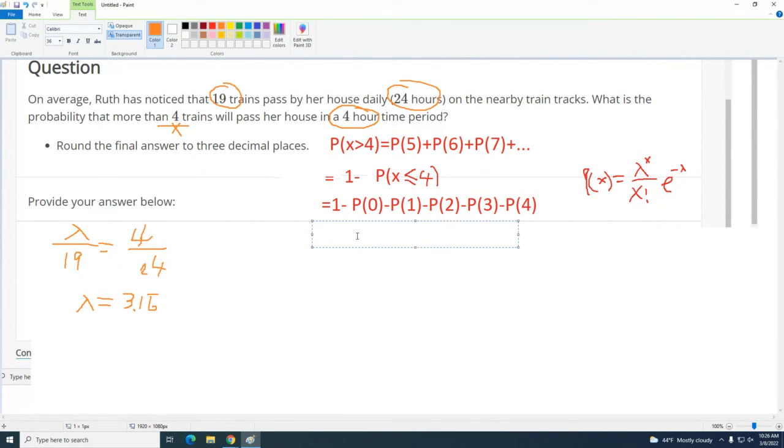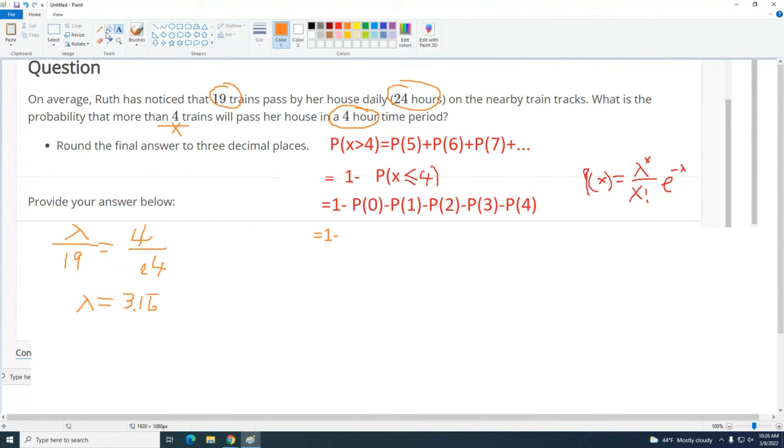Lambda is part of the process of our calculation, so it's 1 minus. We do the same process we had earlier. P of 0, so this is our formula. You can apply 0 for your x. All the x's are now 0. So the calculation is going to be lambda to the power 0 over 0 factorial, e to the negative lambda, minus lambda to the power 1 over 1 factorial, e to the negative lambda.